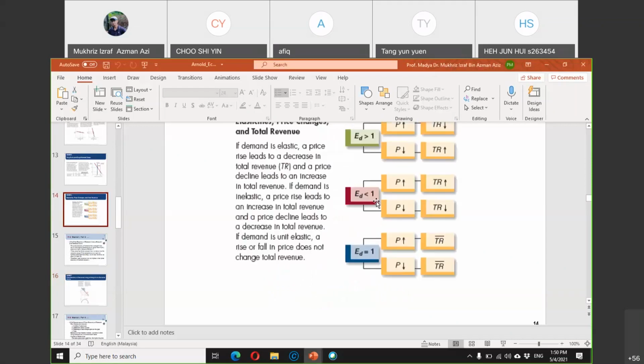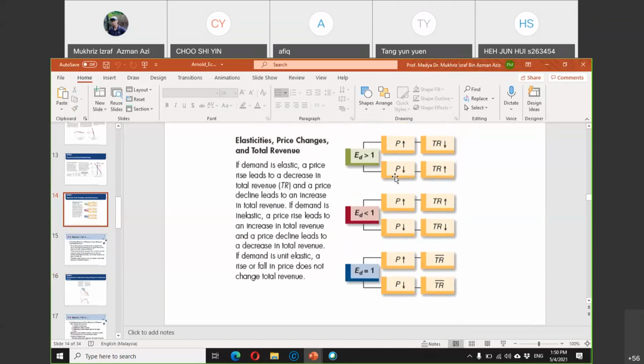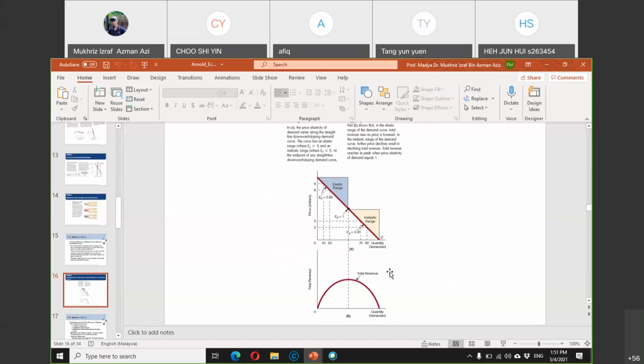When the demand is inelastic, a drop in price will bring down revenue. But in the elastic range, a drop in price will increase revenue. So here, when price drops, revenue increases. But in the inelastic range, a drop in price will bring down your revenue.